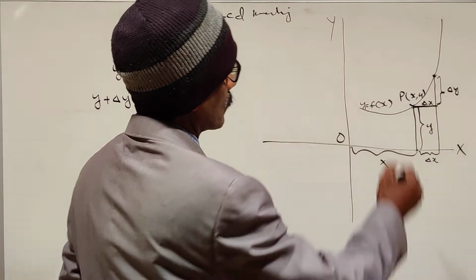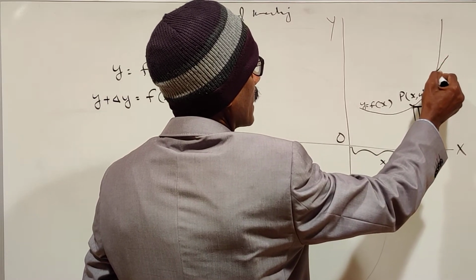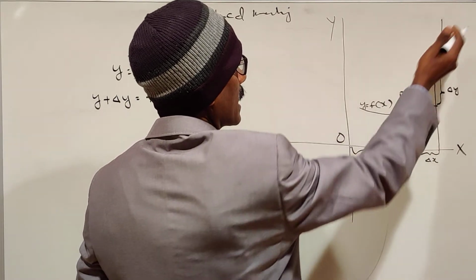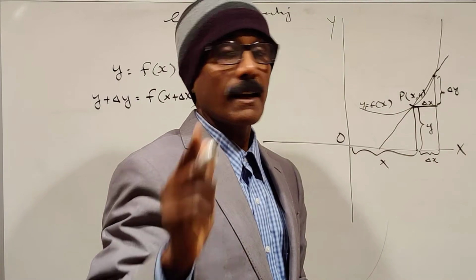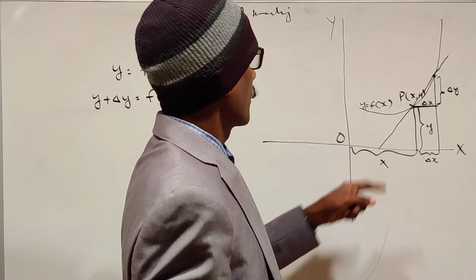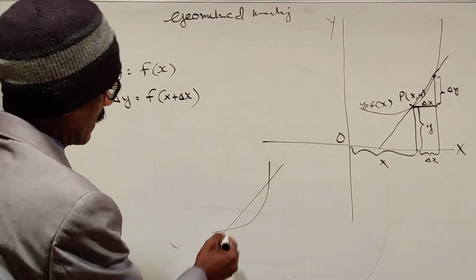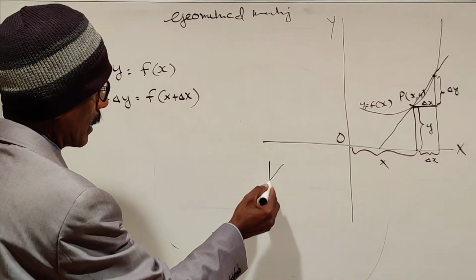See, draw a secant line. Secant line means if a line cuts the curve at 2 points, then that line is called a secant line. See, this is a curve, and this is the secant line. This line cuts the curve at 2 points.